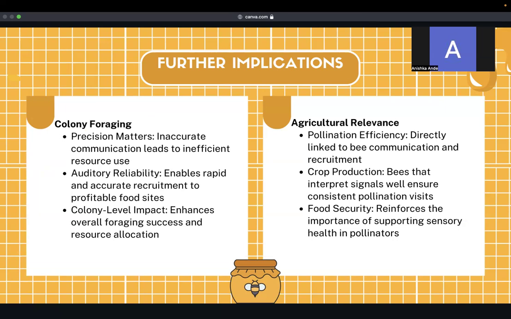For agricultural relevance, pollination efficiency is affected by honeybee communication in agricultural systems, and by how foragers are effectively recruited using the vibrational signals of waggle dances to flowers with abundant resources. If bees can more accurately assess these vibrational signals, they are more likely to conduct regular and reliable visits to crops and deliver consistent pollination services. Therefore, pollinator sensory health is important for managing pollination outcomes, as this has ramifications for crop production and consequently food security.